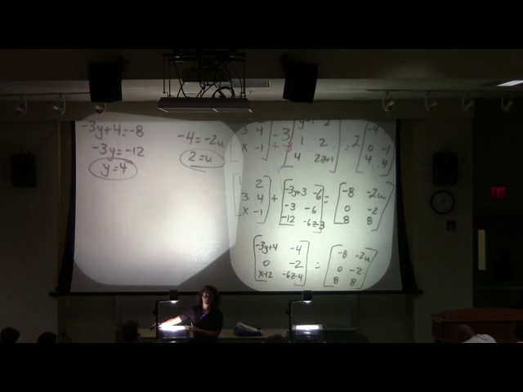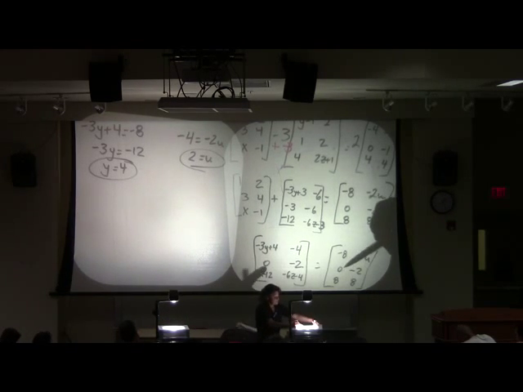Get it? Pretty profound, huh? Even deeper. Negative 2 is equal to negative 2.